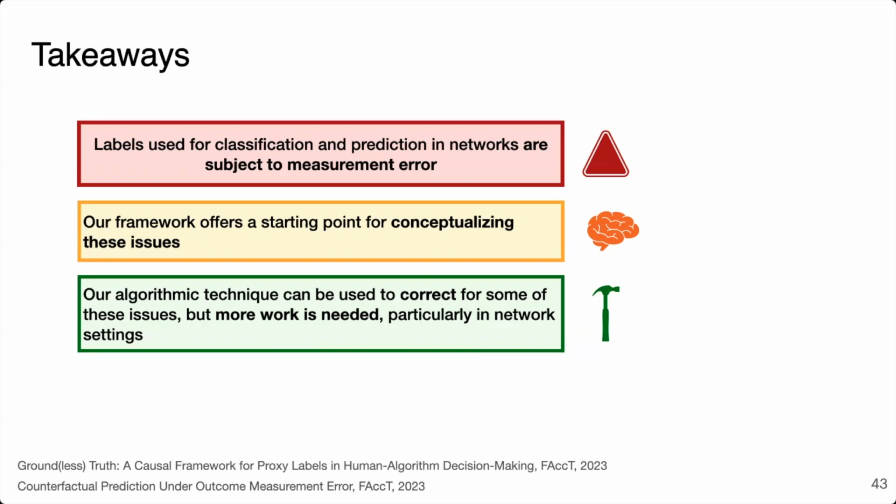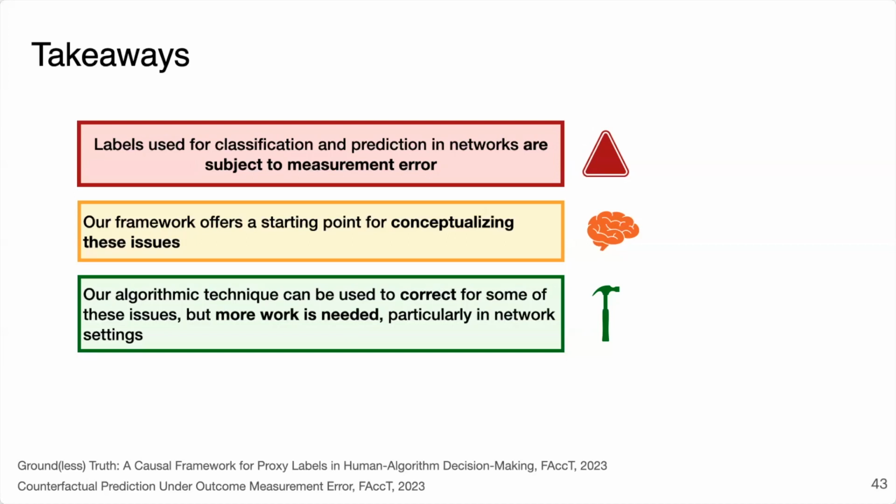Second, our framework offers a starting point for conceptualizing some of these issues that can impact our measurements. But this framework is designed for a more simplified setting. When we want to expand it to more complex settings, such as with networks, there's an additional set of issues to think about on top of the ones I've discussed today, which is an exciting area for future research. I'm also curious to hear what audience members think about different opportunities for extension during Q&A.